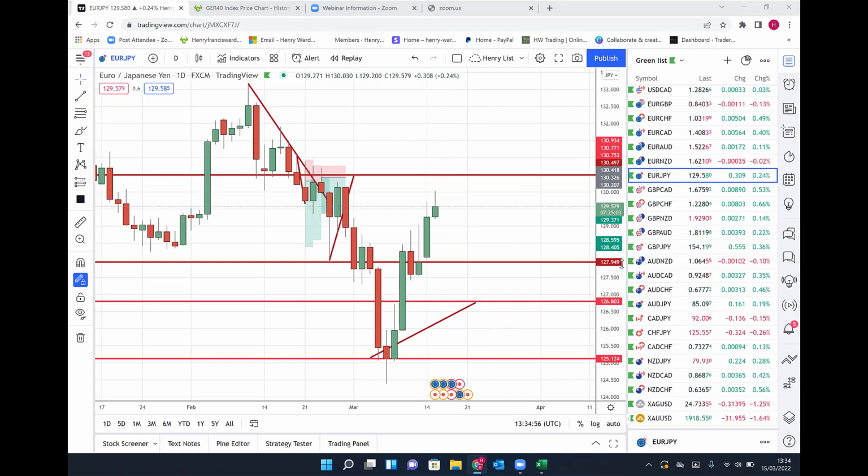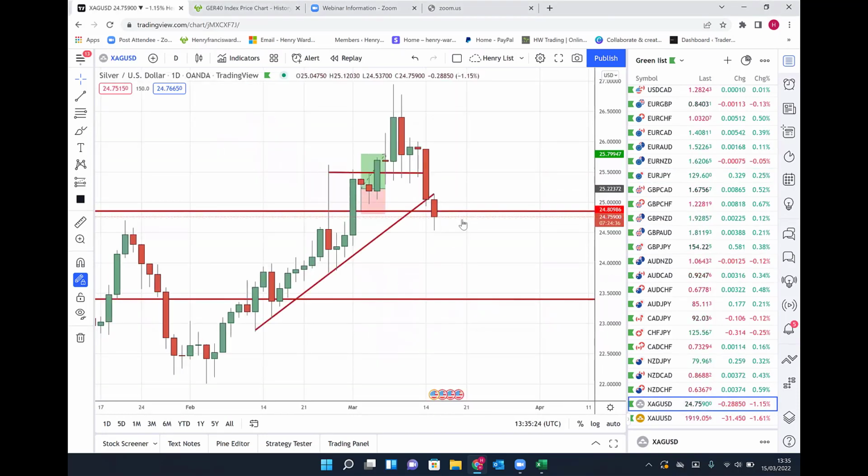So a couple of people asked me for other stuff. Can we have a look at China? Oil, gold, Terra and Luna. Let me have a look at gold and silver when we're here on this. So silver.